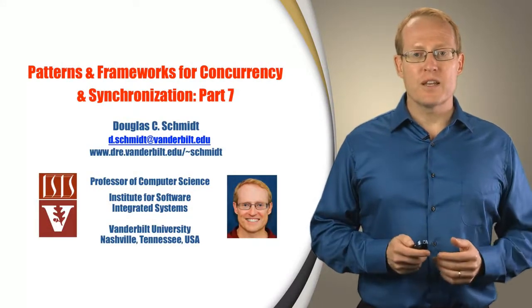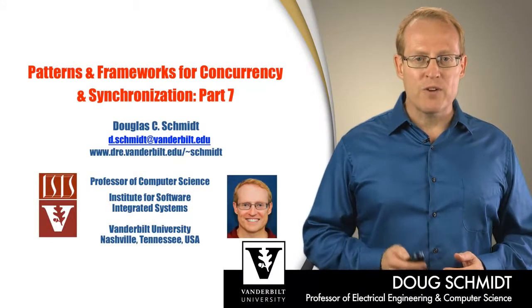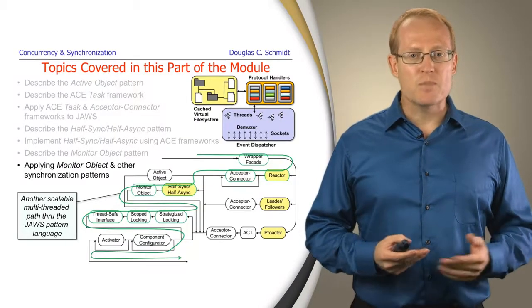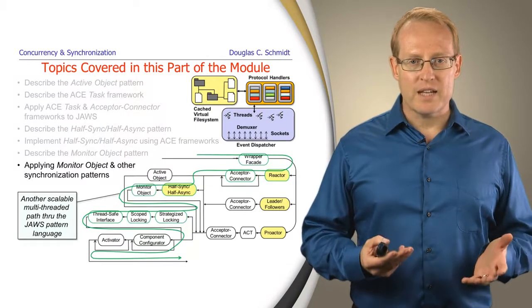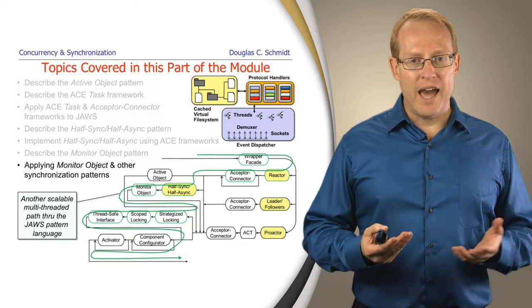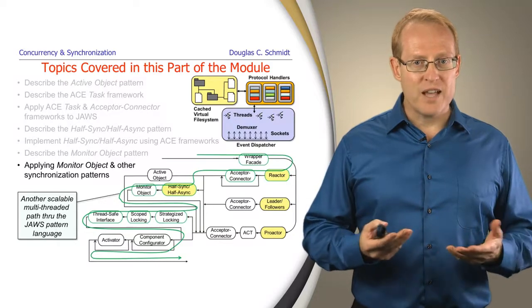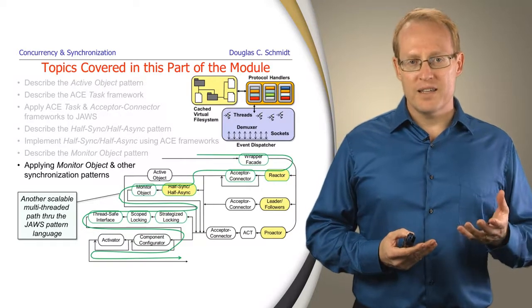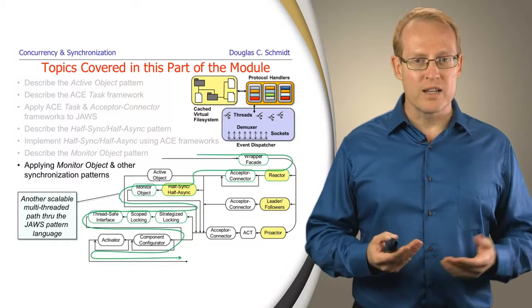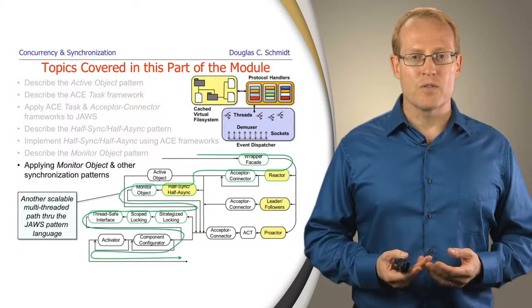Welcome to Part 7 in the module on Patterns and Frameworks for Concurrency and Synchronization. In previous parts of this module, we described the active object pattern and illustrated ways in which you can implement active object using the ACE task framework, and then applied the ACE task framework to implement a thread per connection concurrency model implementation of the JAWS web server.